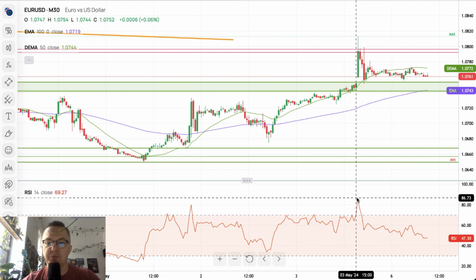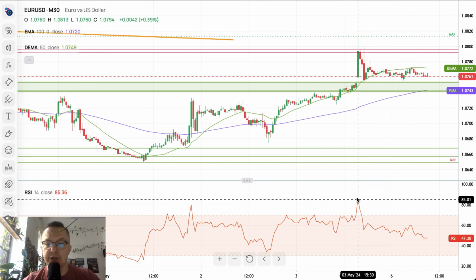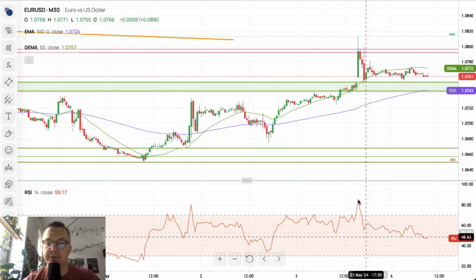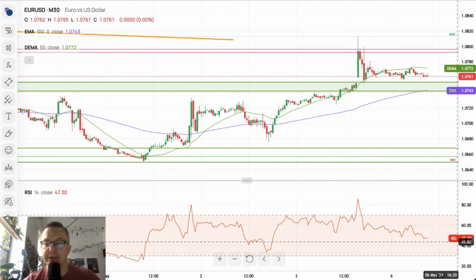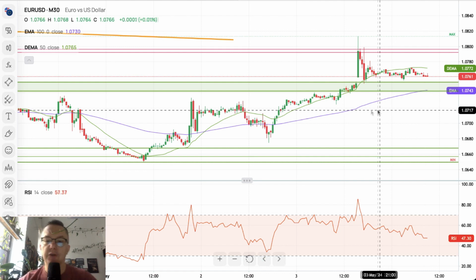overshoot movement to the upside. As you can see on the 30-minute chart, we shot over 85 points on the RSI, which is why the extremely overbought market conditions must cool down, and right now we are testing the level of 47 on the RSI.